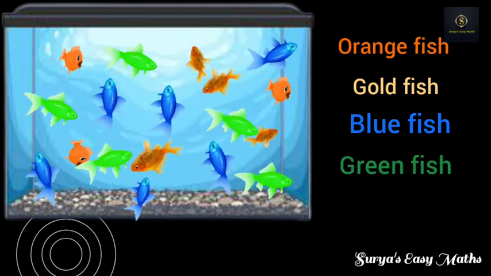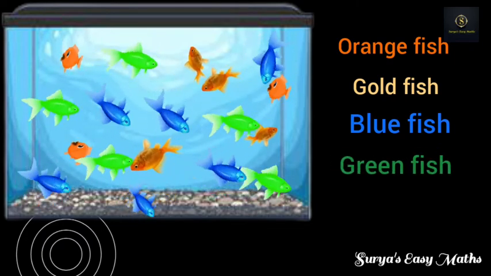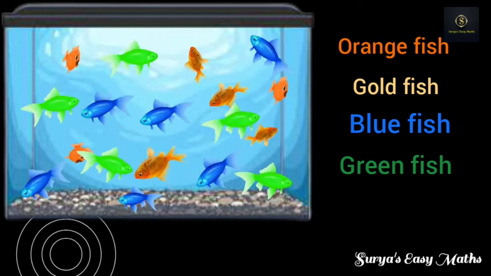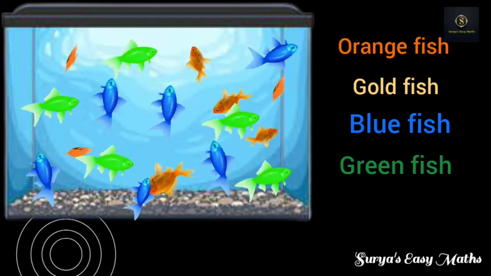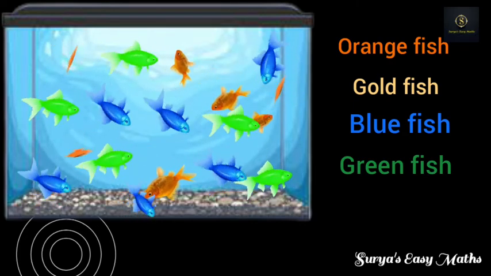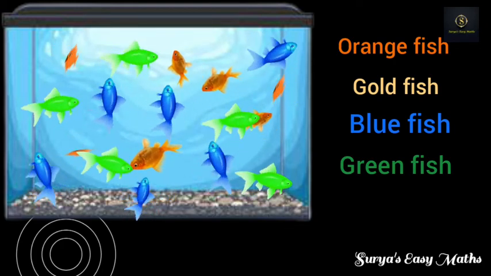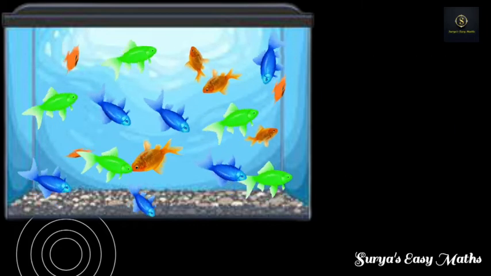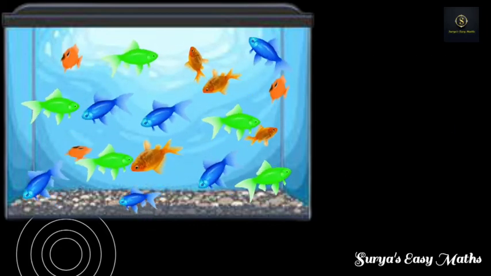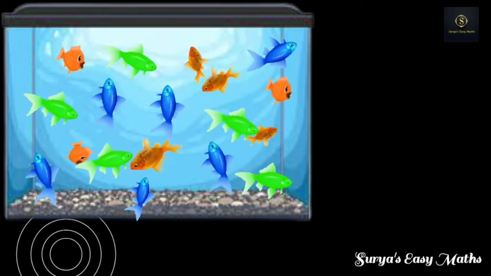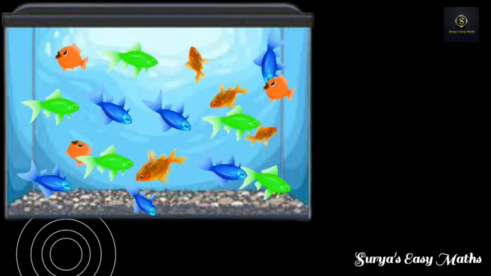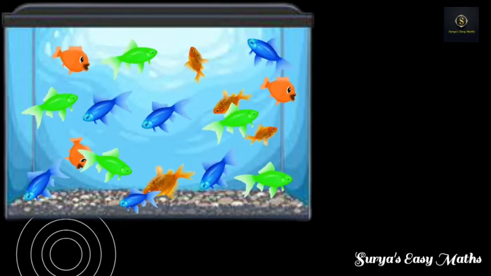So now we have to observe the pictograph. Yes, no children? Now we have to collect the data of this aquarium. So now children, let's observe this and let us collect the data. So which fish can we see first in the aquarium? Yes, it is an orange color.